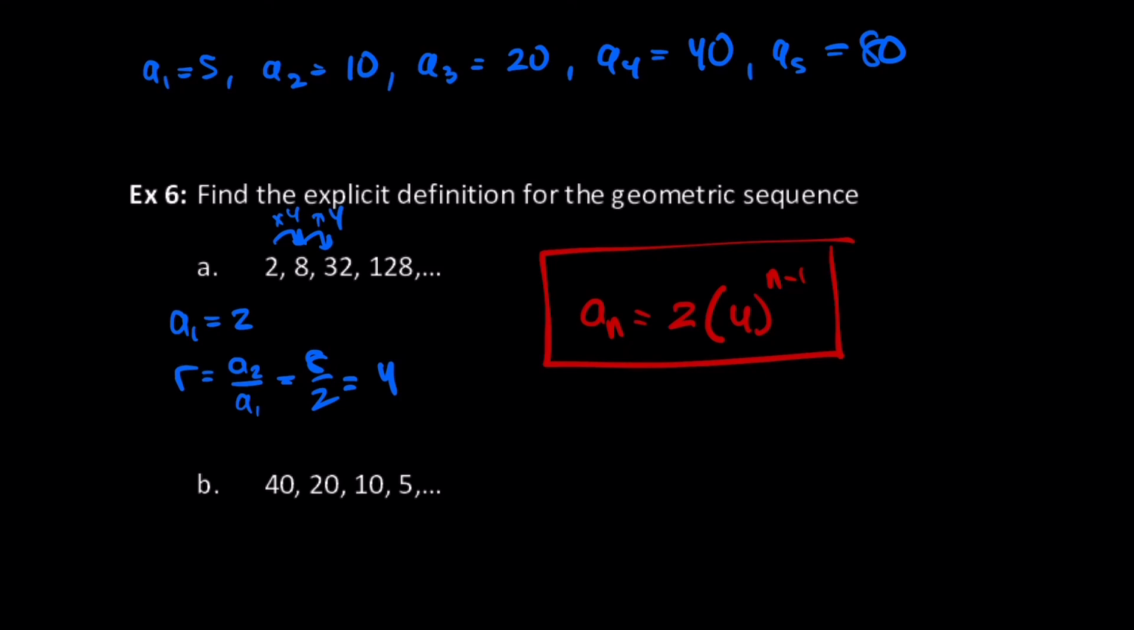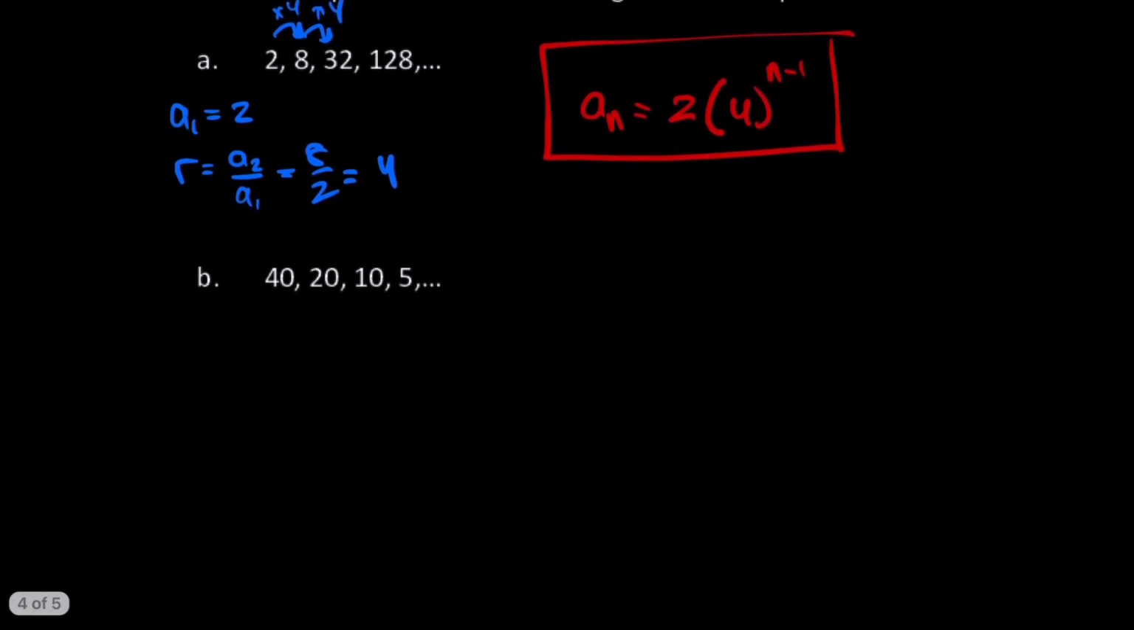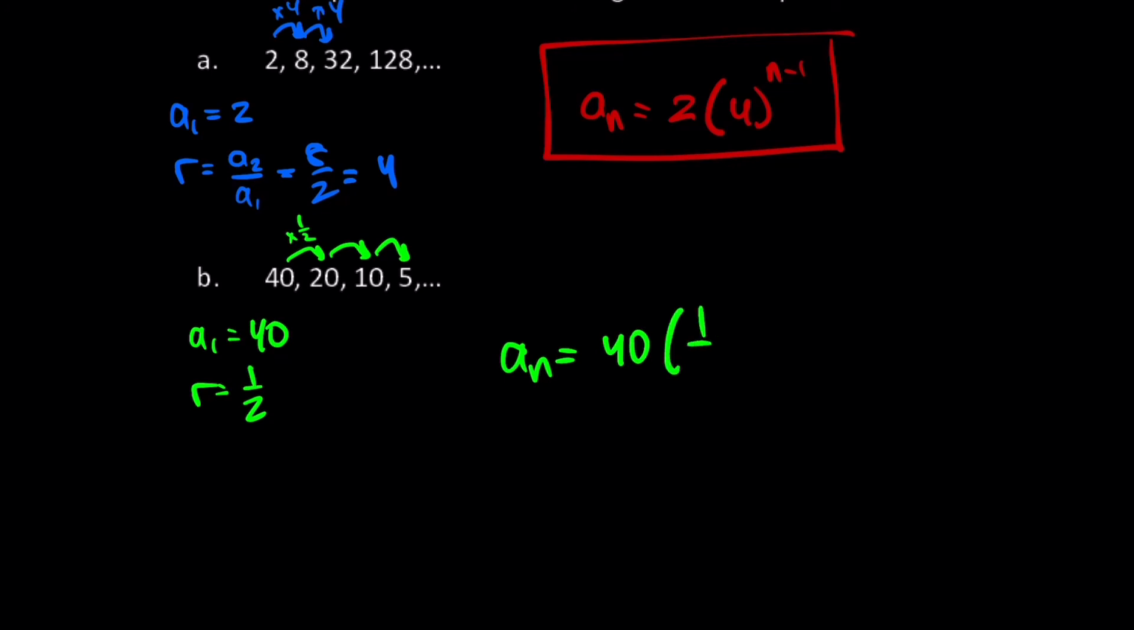All right, next example. A sub 1 is 40. Now, what are we doing each time? Well, you're decreasing in value. So don't think of it as division. It's multiplication, but what are you doing? You're multiplying by 1/2. So r is 1/2. Your a sub n rule will be a sub 1, which is 40, times 1/2 to the n minus 1.